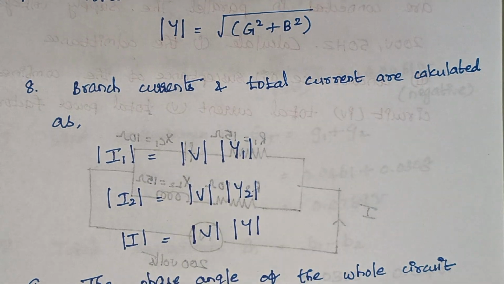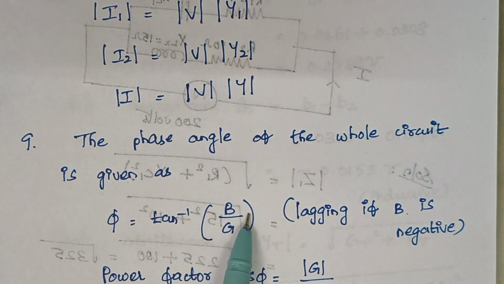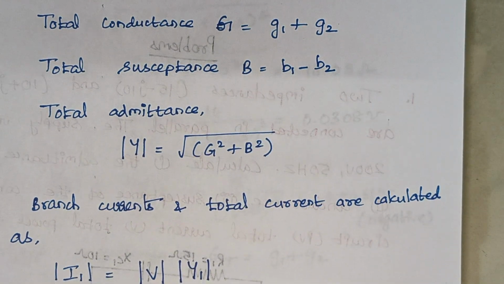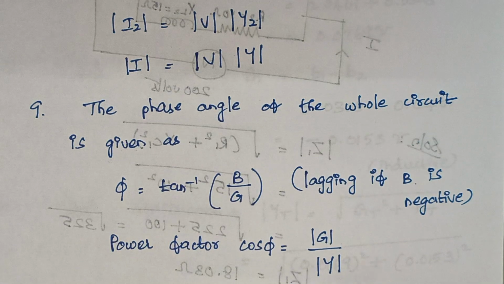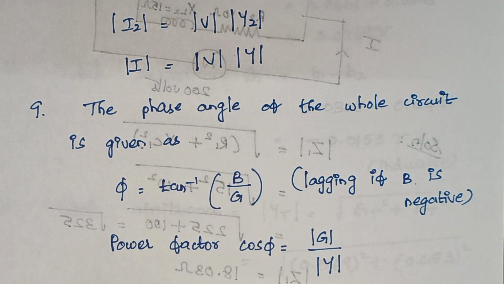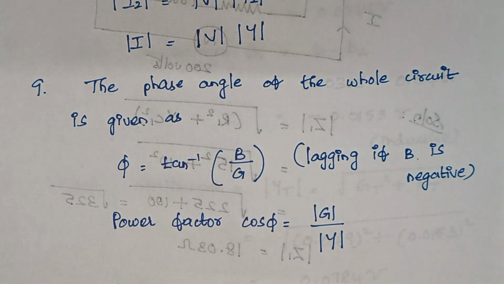And the phase angle of the whole circuit, okay, it is calculated by tan inverse of B by G, right? You see here we have already calculated B and G. So you see phi is given by this formula. So this is said to be lagging if the value of B is negative. And finally power factor is given by cos phi is equal to G by Y, right? These are all the steps which are important to solve a problem in case of RC parallel circuits, right?